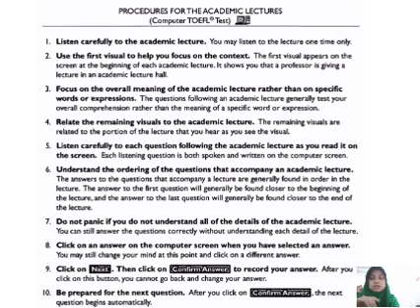The next, click on next, then click on confirm answer to record your answer. After you click this button, you cannot go back and change your answer, so you need to be careful. And the last one is to be prepared for the next question. After you click on confirm answer, the next question begins automatically.